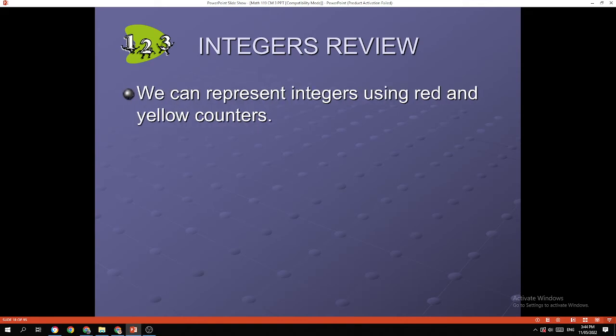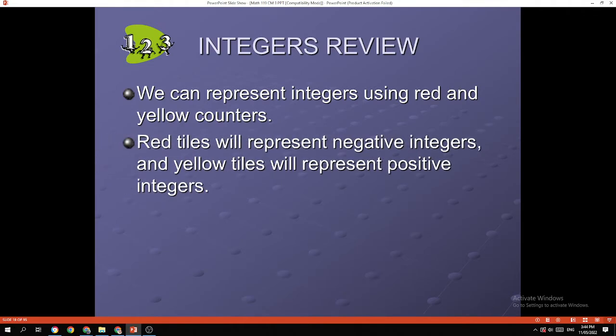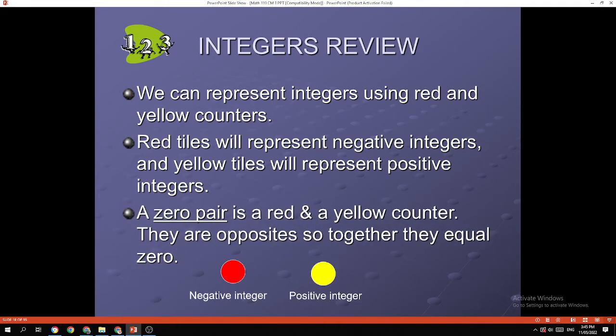Another thing that we need to remember, we can represent integers using red and yellow counters. Red tiles or red counters will represent negative integers. Yellow tiles or yellow counters will represent the positive integers. There you go. Negative for red, positive for yellow.